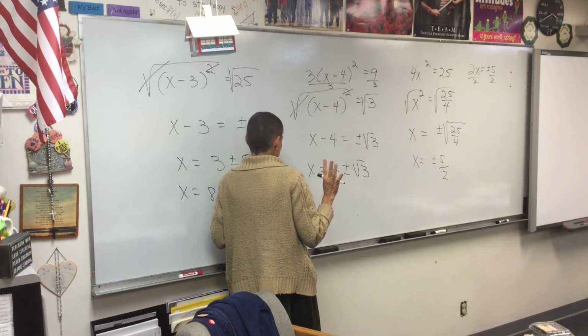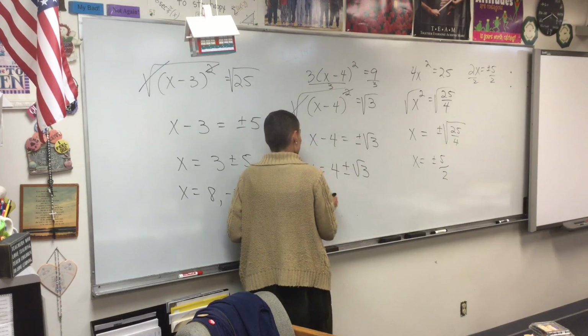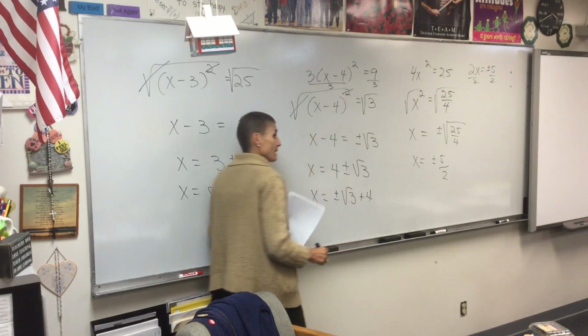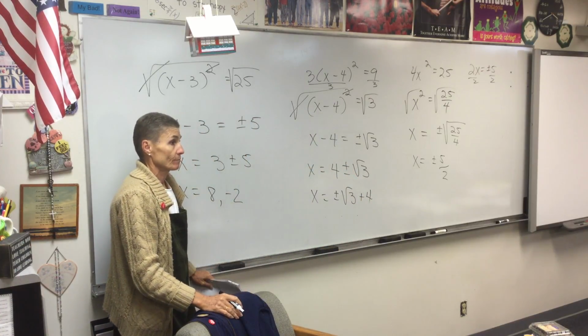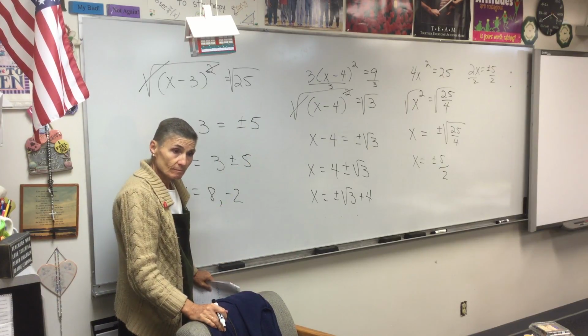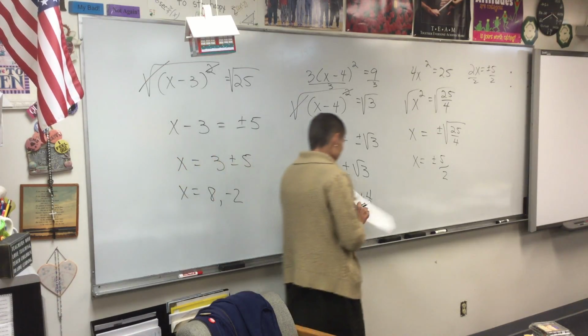I personally, just my personal preference, like to have the 4 at the beginning. But if you said plus or minus root 3 plus 4, that would be absolutely fine. Doesn't matter. Add 4 to the other side. Good? All right, one more.